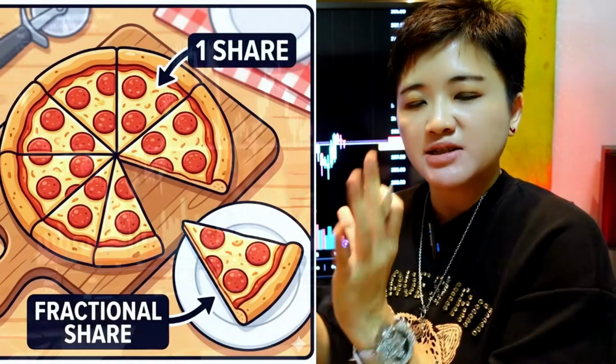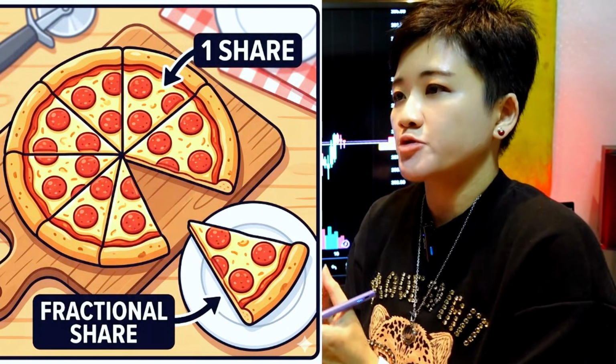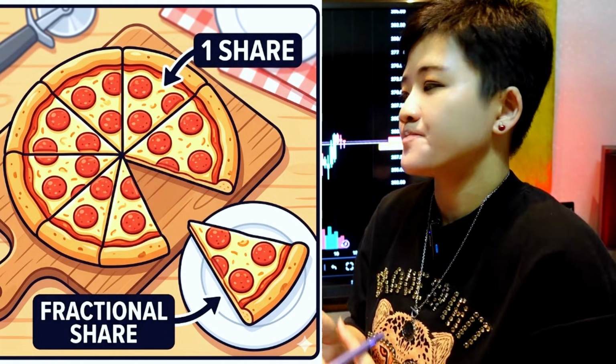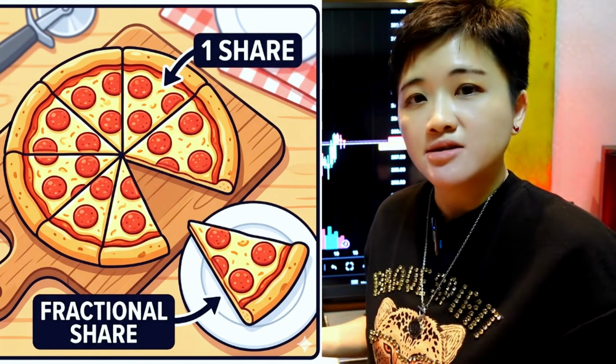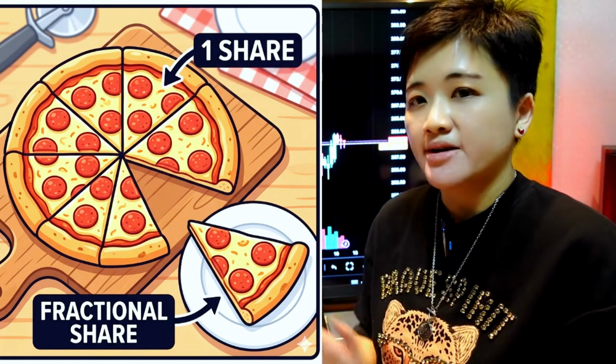So it's like one big pizza. Imagine one piece of pizza being one share. If you want to buy just one slice instead of the whole pizza, you can buy 0.1 shares. So it's a lot cheaper as compared to buying one share.